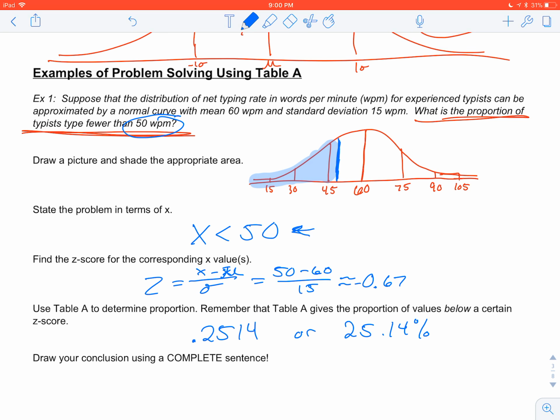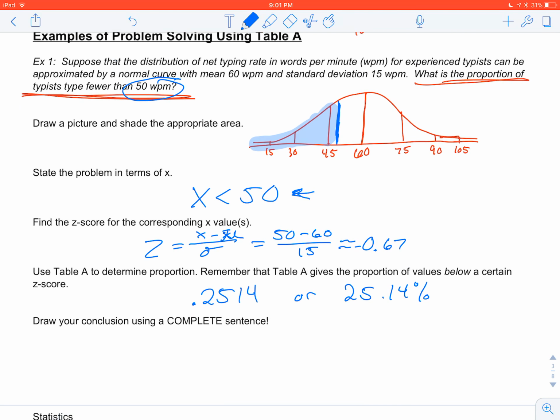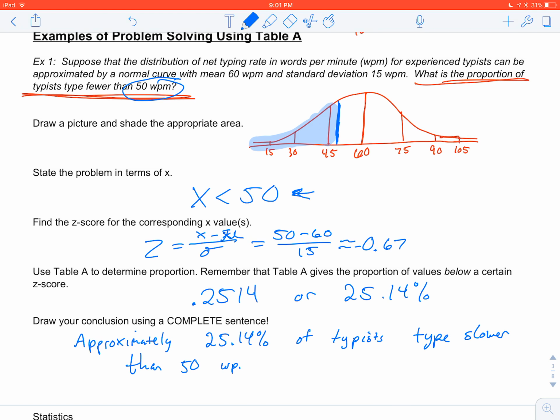or 25.14%. Now, if you're talking about strictly z-scores and nothing else, there's no story problem behind this, you could leave it as 25.14% and you're answering the question. But we're talking about an actual problem with units and a context. So we're going to draw a conclusion using a complete sentence. Something as simple as this: approximately 25.14% of typists type slower than 50 words per minute. Slower, fewer could work there too.